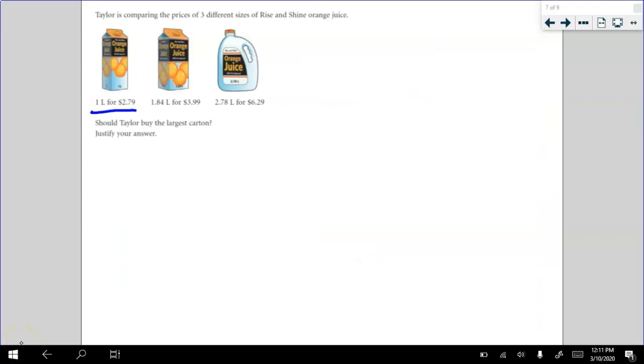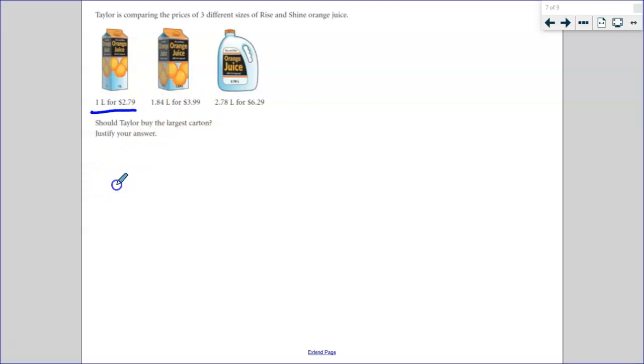Let's do this question. We want to find out if Taylor should buy this largest carton. Okay, so let's find out what each one is per unit rate. Here we have $2.79 for 1 liter, so we've got that done already. Here it's $3.99 for 1.84 liters, so we're going to take 3.99 and divide by 1.84, and that's going to give us $2.17. Don't forget you need to round this number if the number beside it's greater than 5.